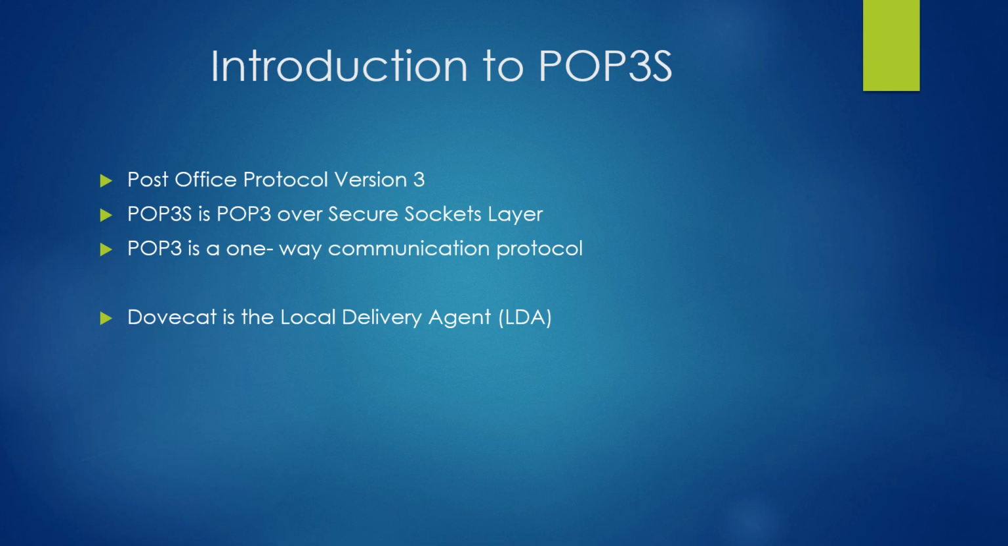POP3 is a one-way communication protocol. The data is pulled from the remote server and sent to the local client. And Dovecot is the local delivery agent, LDA, which uses the Internet Message Access Protocol, IMAP, and POP3S. It's just a good example of POP3S and what POP3S is used for.